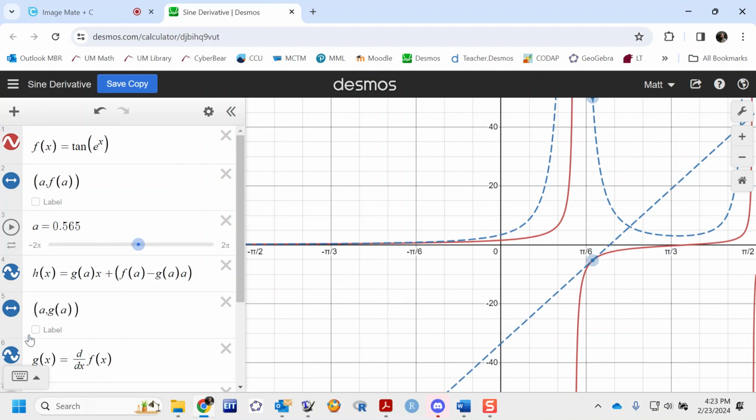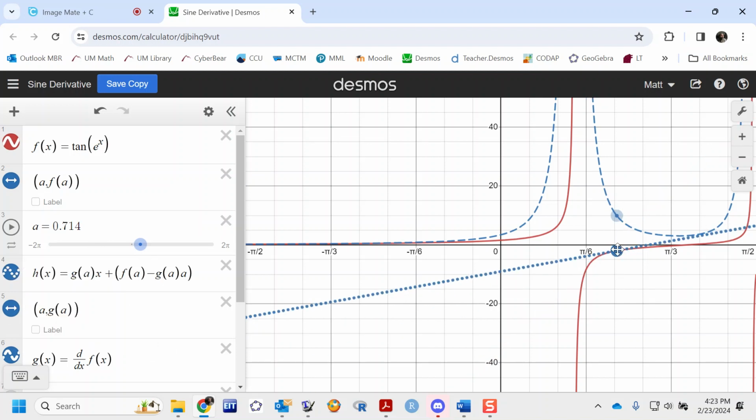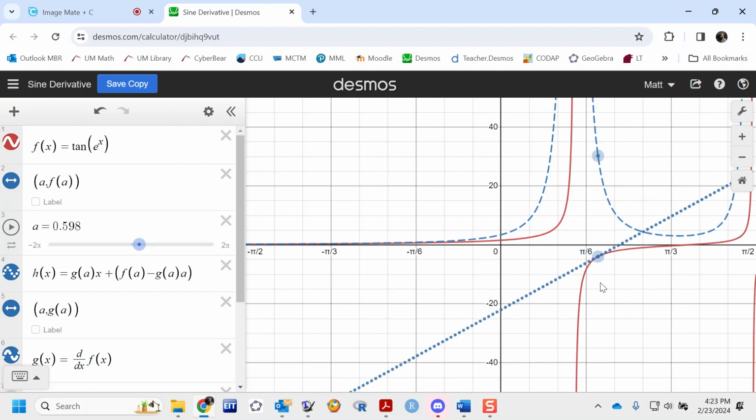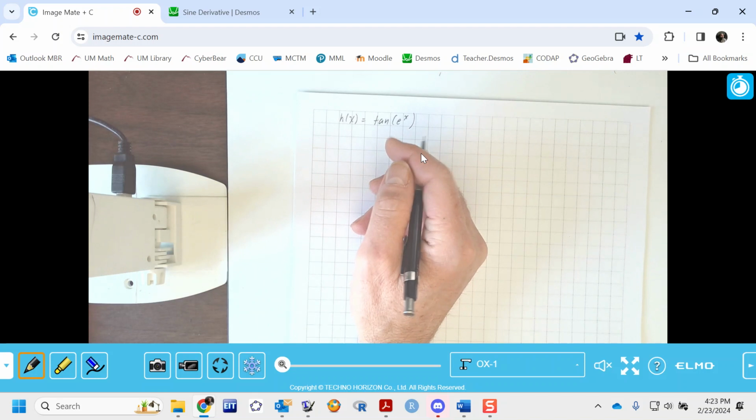Maybe I should make this one just a little bit distinguishable. There we go. So that's this one with the dots, that's the tangent line. The one with the dash is actually the graph of the derivative. All right, well, we've got a sense at least of the thing we're shooting for. Fairly complicated, but let's see if we can get it.